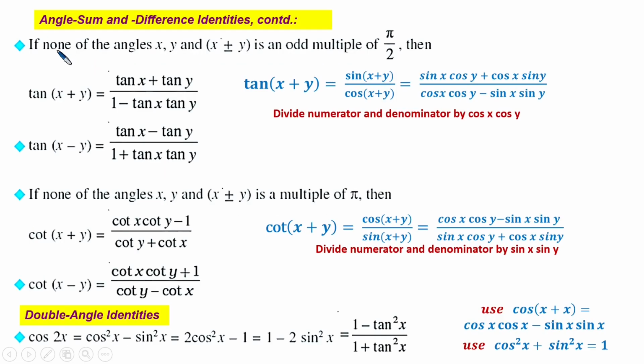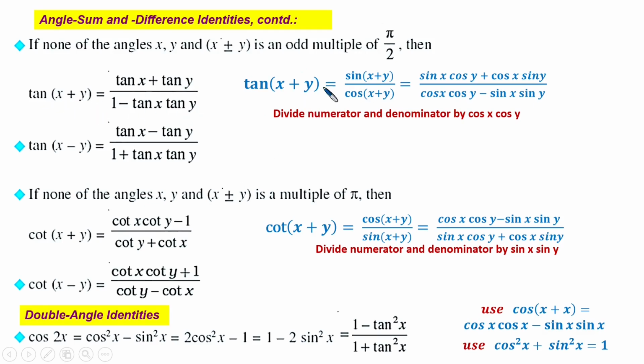Again, to continue this, if none of the angles x, y and x plus minus y is an odd multiple of π by 2. So π by 2, if you have it, then this is sin by cos. Cos π by 2 is 0, so it will blow up. So you don't consider this. And we have seen that at π by 2 and all, this tan function blows up. You go back and see those graphs. So tan of x plus y is this.